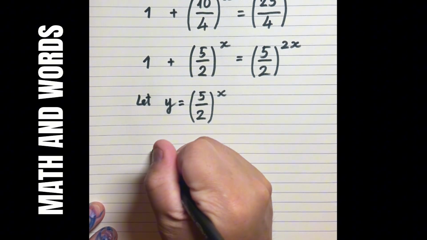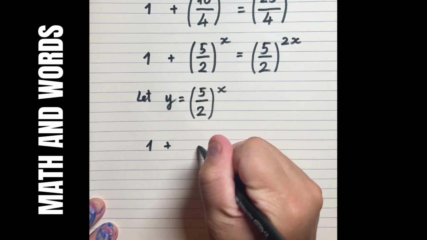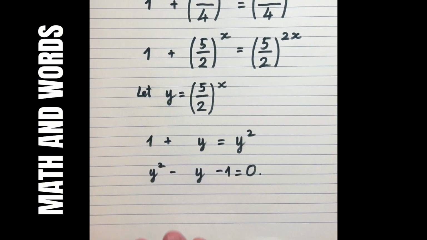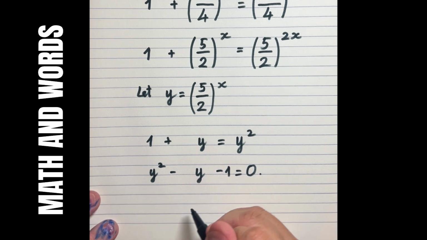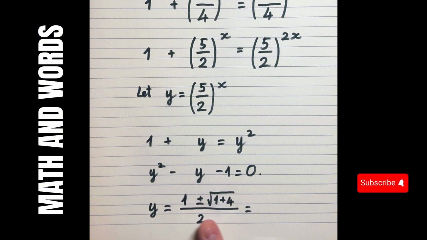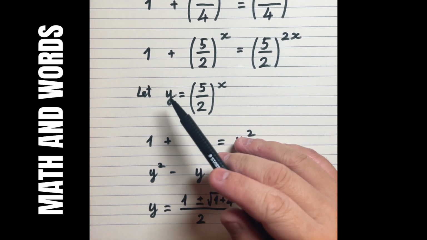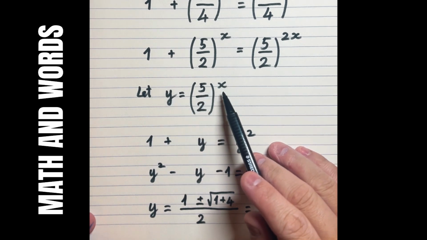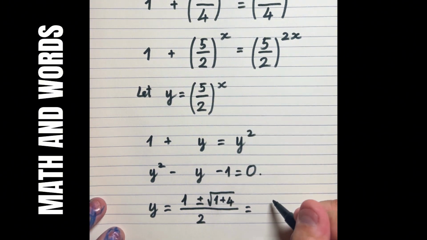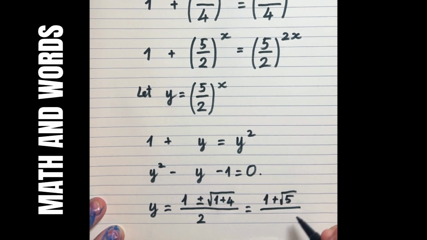I will have 1 plus y equals y squared. I rearrange them and solve for this equation. Now I can use the quadratic formula to solve it. I have y equal to, now we have a positive number and a negative number. I know it's negative because 1 minus square root of 5 gives me a negative. But y equals (5/2) to the power of x, and we cannot have a negative number here. So we only take the positive one, which is (1 plus square root of 5) divided by 2.